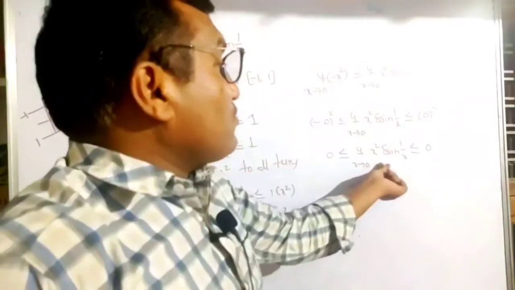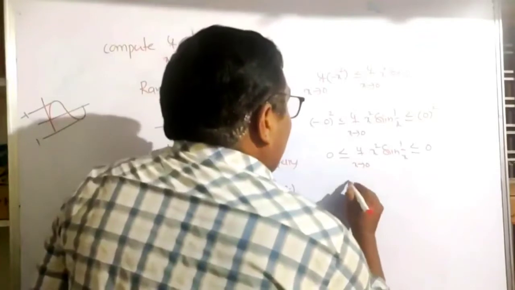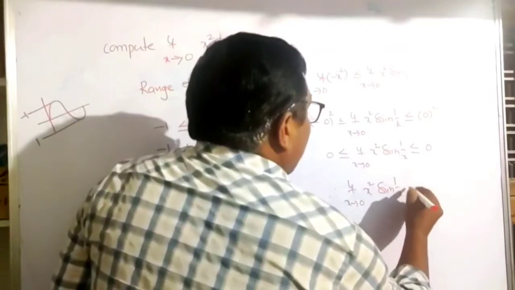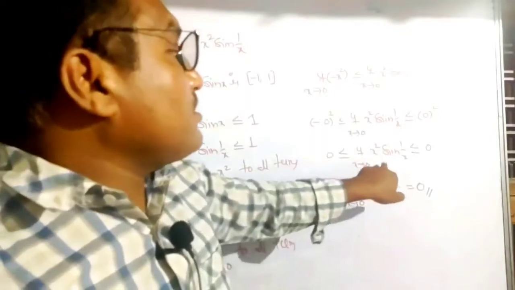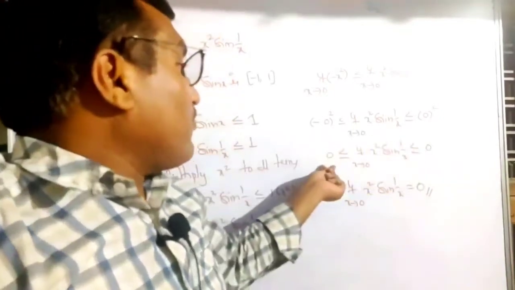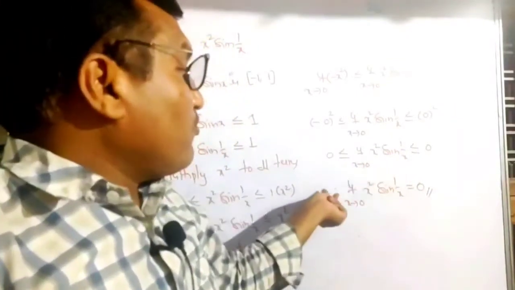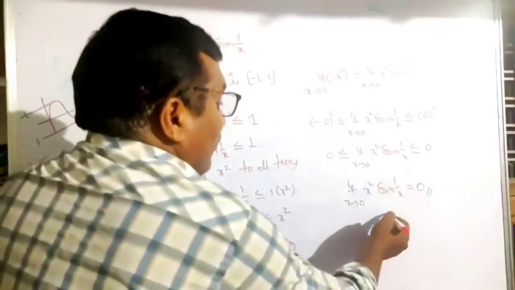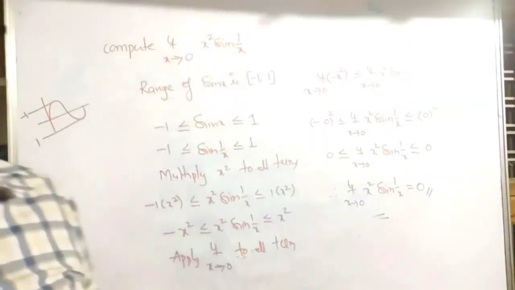So when the limit of x square sine 1 by x lies between 0 and 0, therefore the limit as x approaches 0 of x square sin 1 by x is equal to 0 by the sandwich theorem. When f(x) and h(x) both become 0, then automatically g(x) also becomes 0. Therefore, the limit as x approaches 0 of x square sin 1 by x is equal to 0. This way you can find the value of such limits.